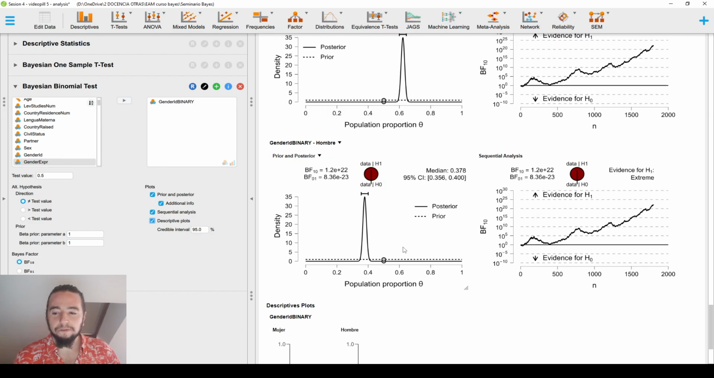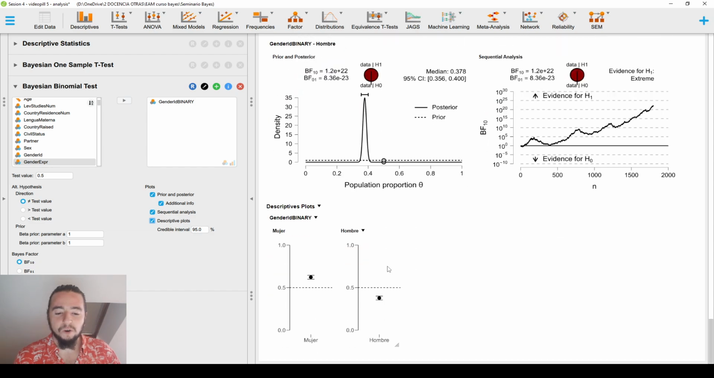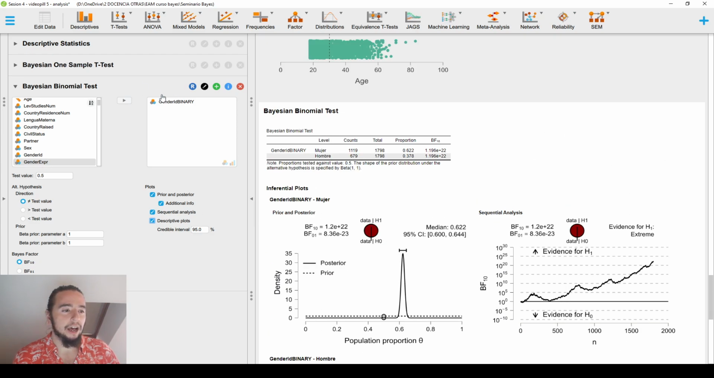And also for men, also pretty stable and pretty strong. So as you can see here, more women than men, less than 0.5. So that's how you can do a binomial test. What happens if I say 0.6 for women?